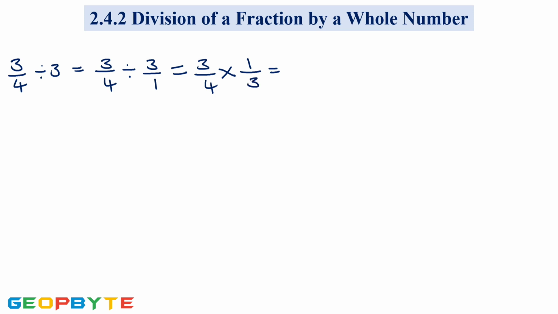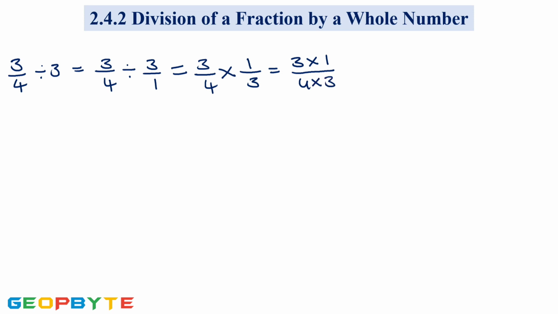It is based on the concept of multiplication of a fraction by a fraction: 3 by 4 into 1 by 3. By the rule of multiplication of fractions, the product of fractions equals the product of numerators by the product of denominators. The product of numerators is 3 into 1, and the denominator is nothing but 4 into 3.